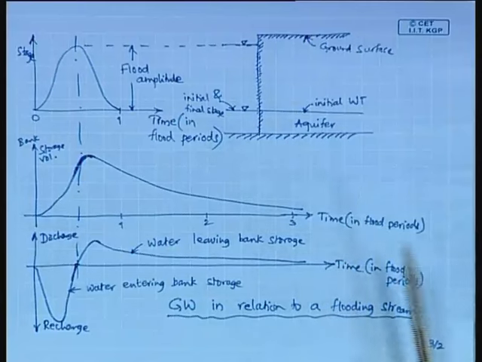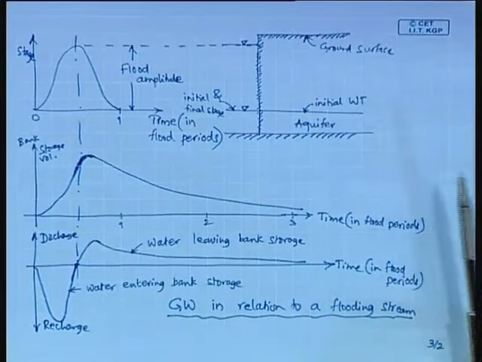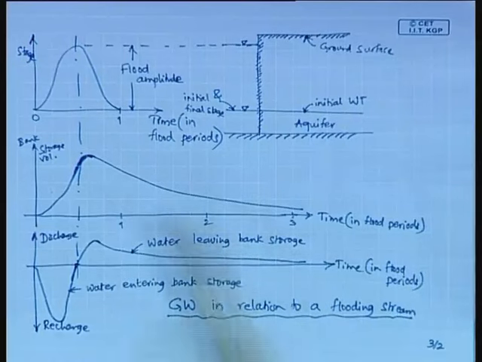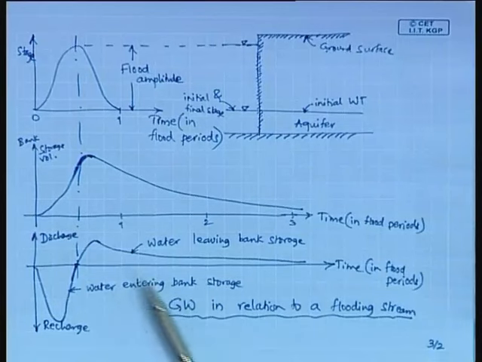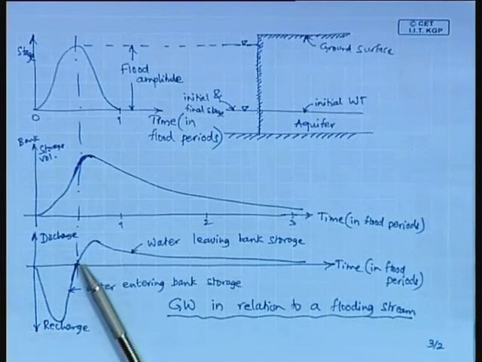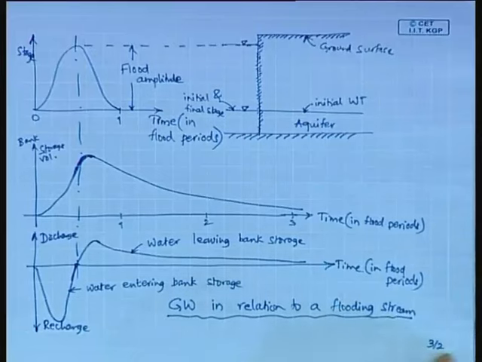Previously, in the previous case, we discussed the groundwater level in case of a river which is having an impermeable bed with a central raised portion or a hump. And in this case number 2, we studied the variation of the flood volume, especially the bank storage volume, as well as the water entering the bank storage during the recharge process and water leaving the bank storage during the discharge process.